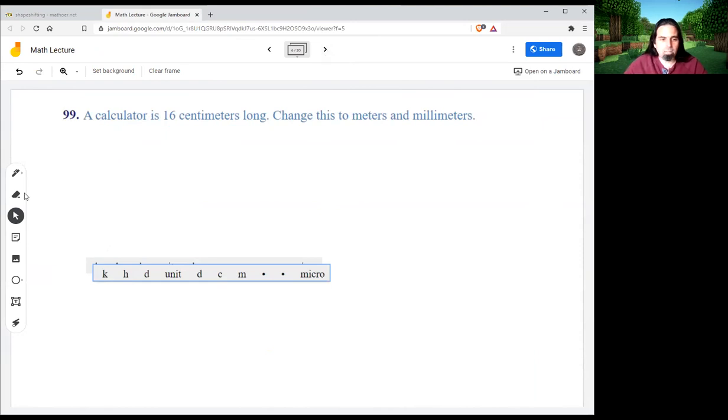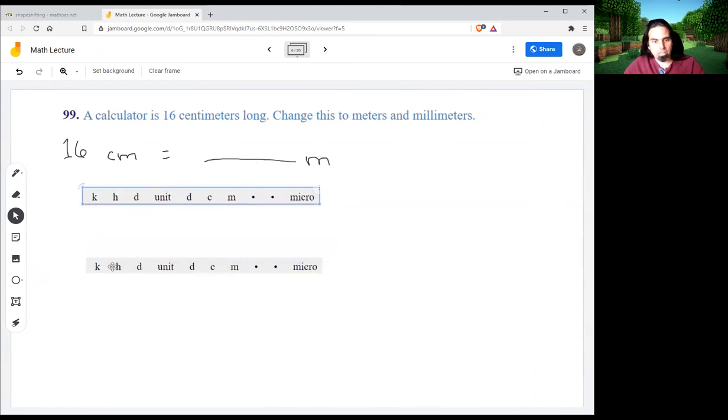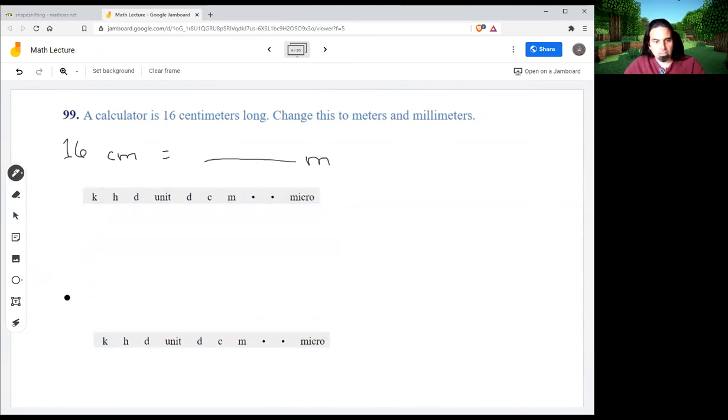So first we're doing 16 centimeters is how many meters? And then we're doing 16 centimeters is how many millimeters? So tell me what to write.